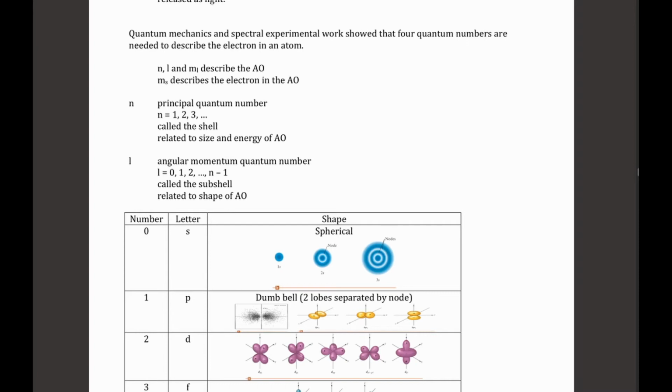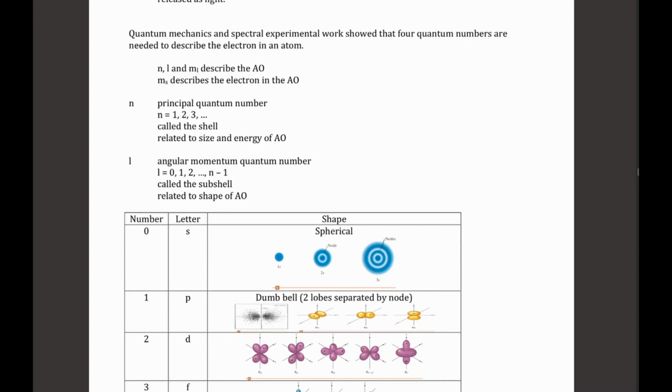N, L, and M sub L describe the atomic orbital. They're kind of like the address of the atomic orbital. M sub S describes the electron in the atomic orbital. If the atomic orbital is like a little house, or maybe imagine a theater where your ticket tells you what section you're in, what row you're in, what seat you're in, those would be like the N, the L, the M sub L. You yourself, sitting in the seat, would be kind of like M sub S.